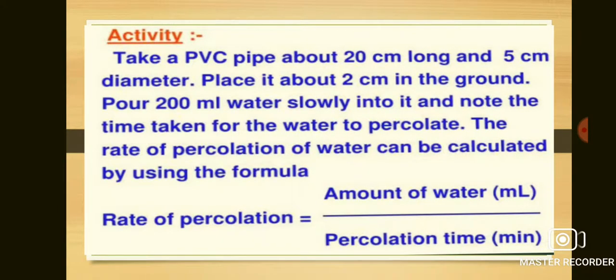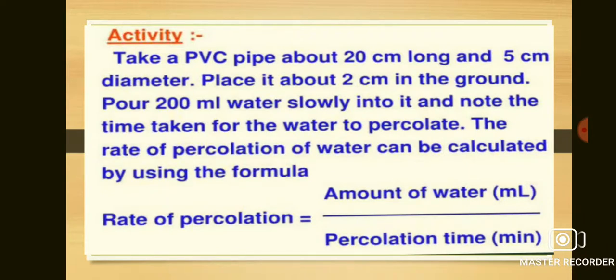Activity: take a PVC pipe about 20 centimeter long and 5 centimeter diameter. Place it about 2 centimeter in the ground. Pour 200 ml water slowly into it and note the time taken for the water to percolate.